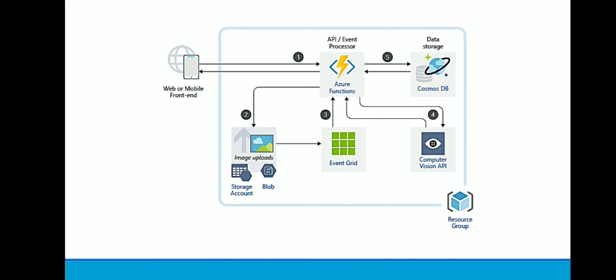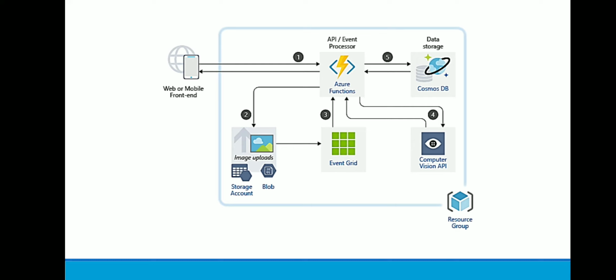Blob storage is used to store all the image files that are uploaded into the web application, as well as any static files that the web application consumes. Cosmos DB stores metadata about each image that is being uploaded, including the results of processing from Computer Vision API. Now, looking at this architecture, the flow looks like this.